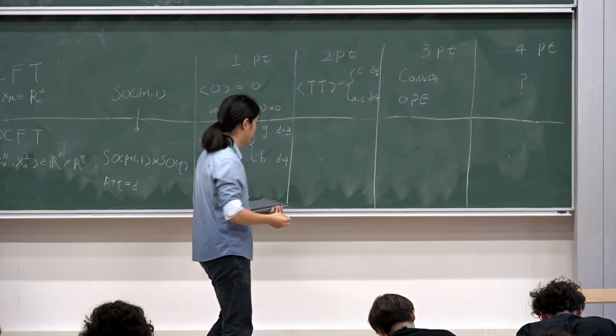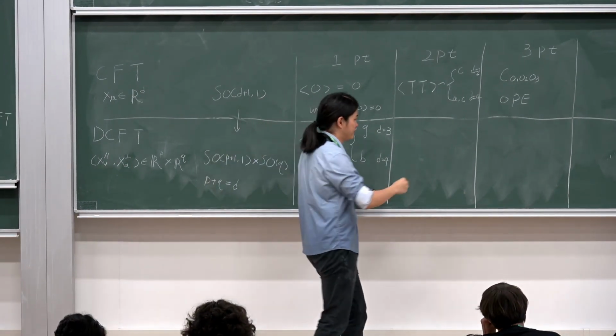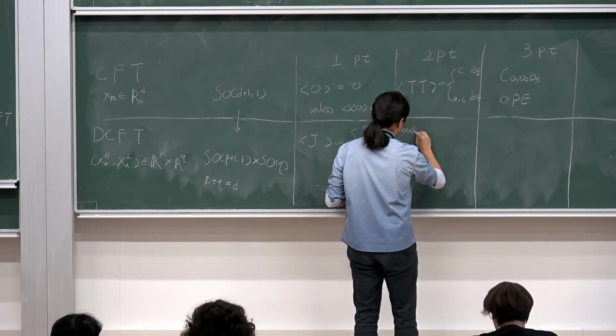Okay, for the two-point functions, you can start to build some cross ratios. So usually it's not fixed if both points are in the bulk.